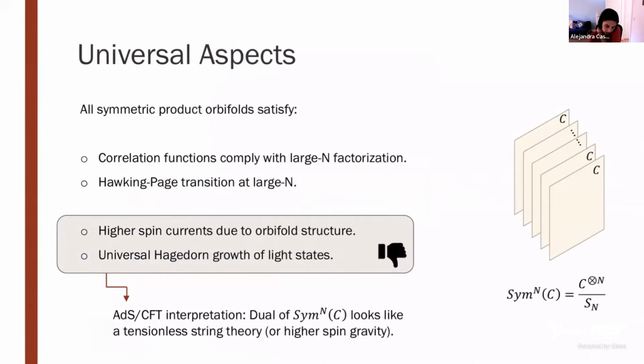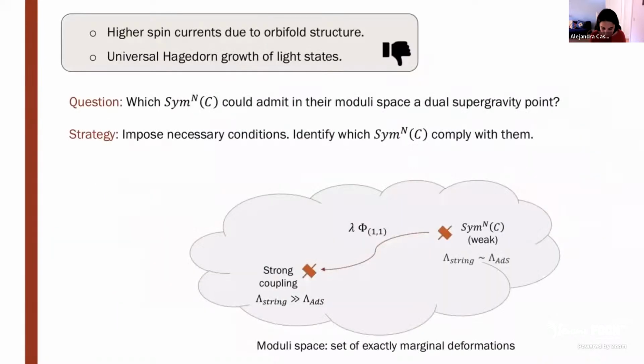Okay, and these are the properties that I want to get rid of. From my point of view, I'm not super interested in constructing examples of AdS/CFT that have all these higher spin symmetries and this Hagedorn-like growth. I want to try to understand from which point of view these theories could lead to a strongly coupled regime with a supergravity-like interpretation. And so what I will care about is what is the moduli space that these theories admit, okay?